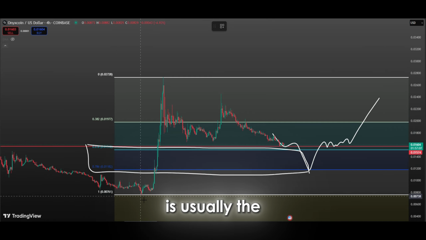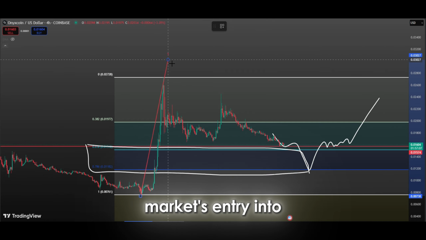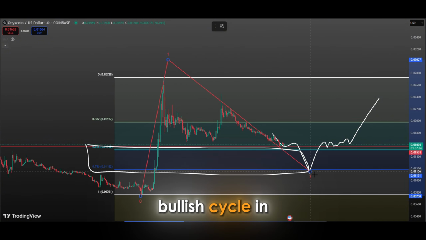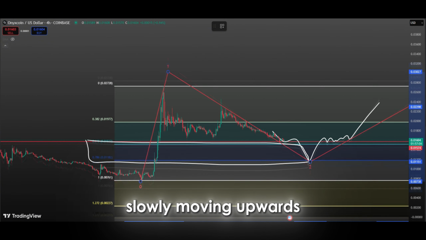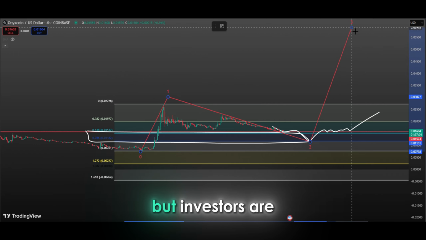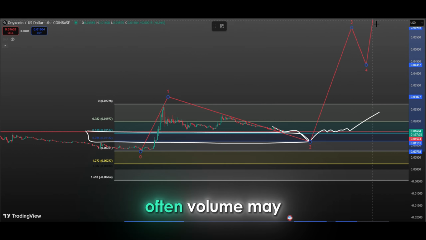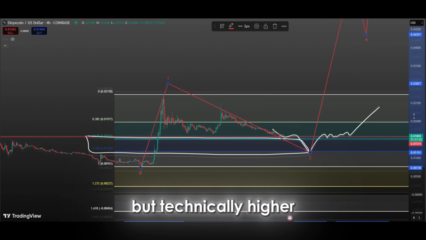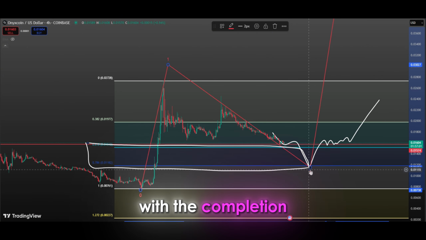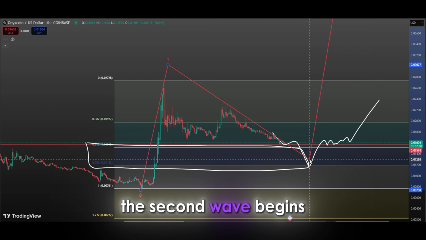The first wave is usually the initial phase that signals the market's entry into a new bullish cycle. In this wave, the price is slowly moving upwards from the lows, but investors are not yet fully convinced. Often volume may be low, but technically higher lows and higher highs are formed. With the completion of this structure, the second wave begins.